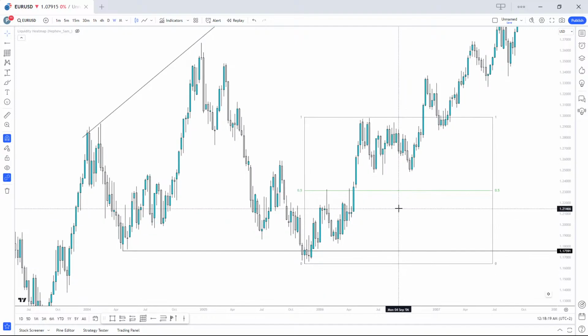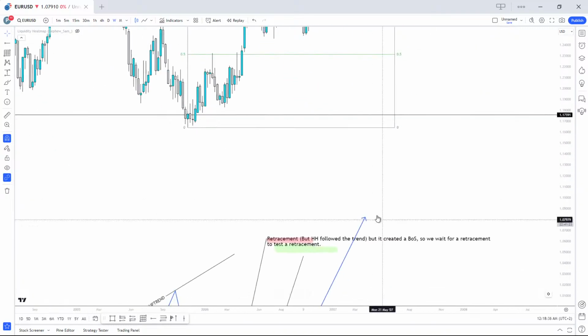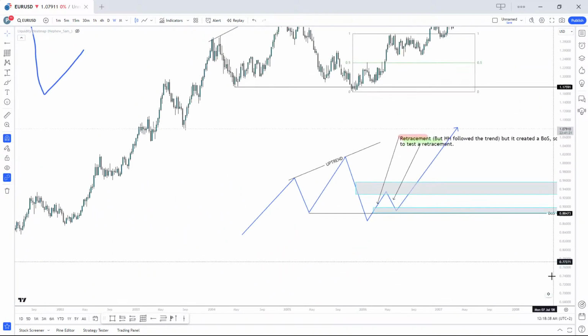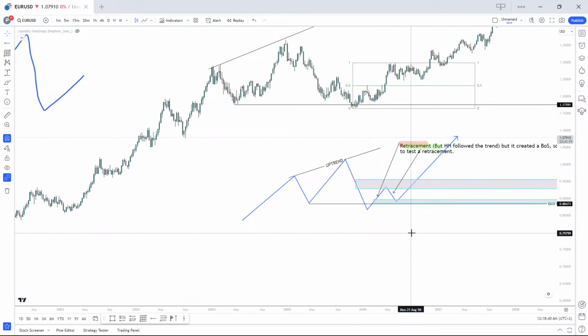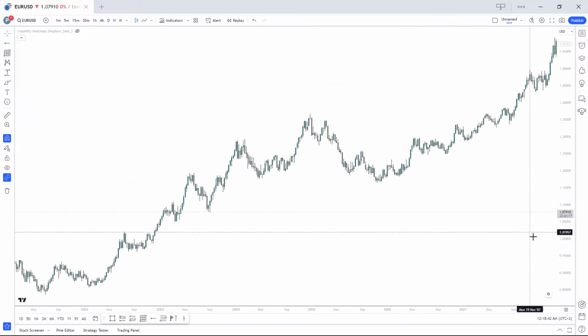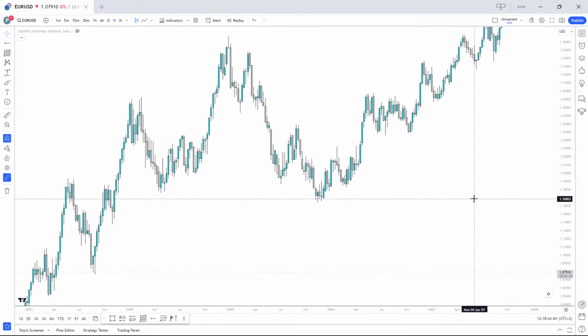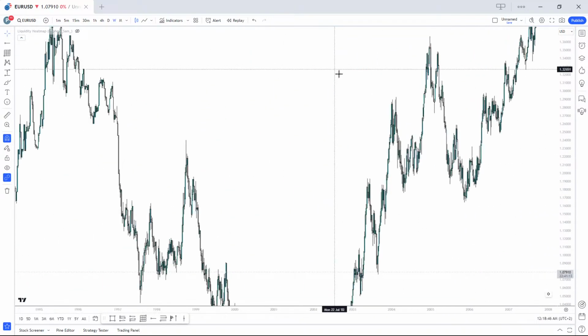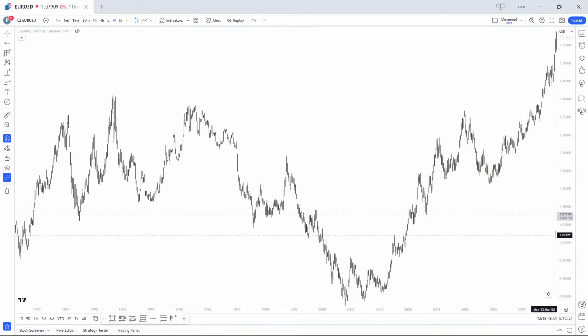So if price doesn't reach the discount in the equilibrium, and it reacts off of this fair value gap. Okay, I think we can delete this. But let's say the price didn't.